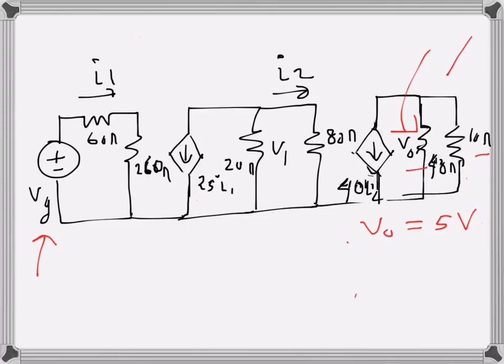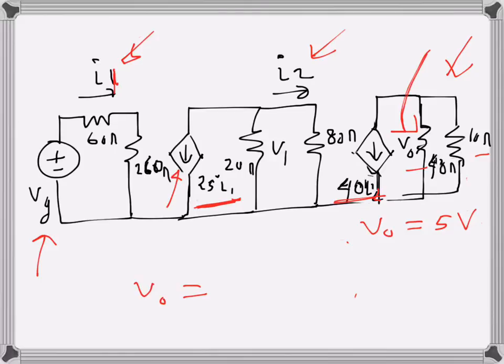If we start from this side, we can see there are two current-dependent current sources, this one and this one. The value of this one is 40 I2, and this is the control current I2, and this one's value is 25 I1. The control current is here, I1. So we will start from here, V0.